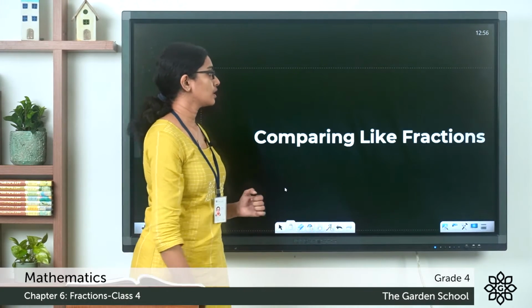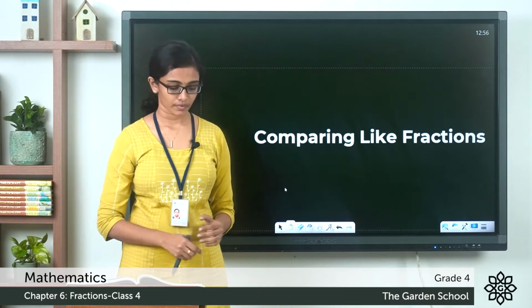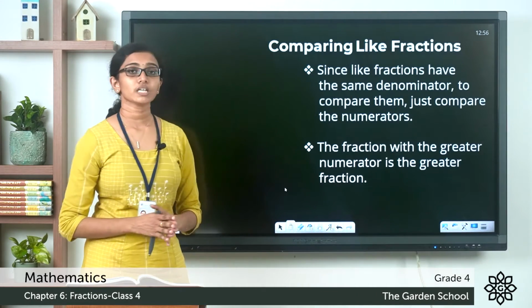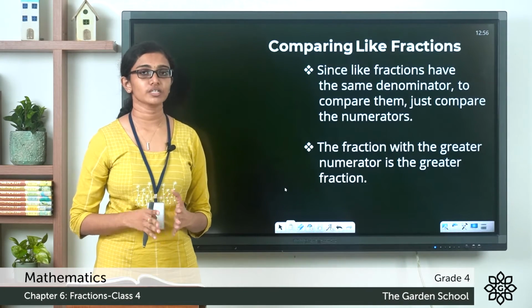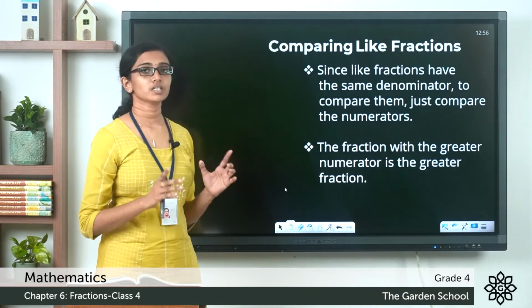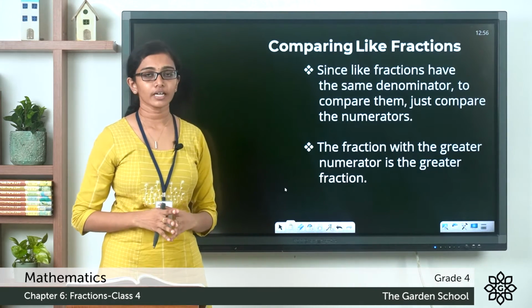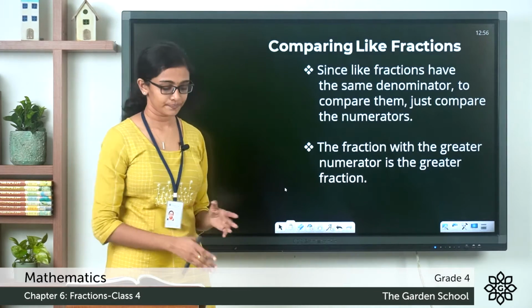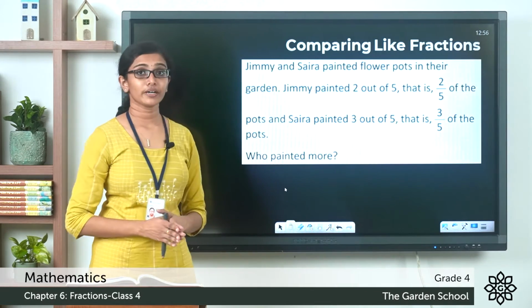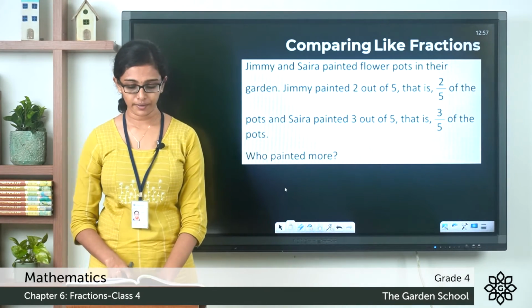Now, let's learn how we can compare like fractions. Since like fractions have the same denominator, comparing like fractions means comparing just the numerators. And the fraction with the greater numerator will be the greater fraction. Clear? Now look at one question from your textbook, which is on page number 85.